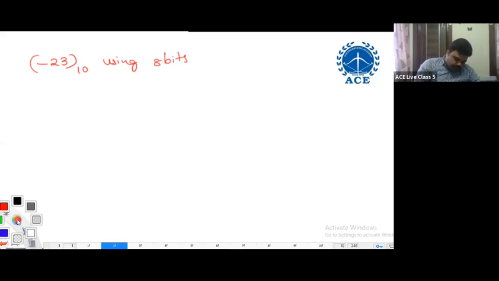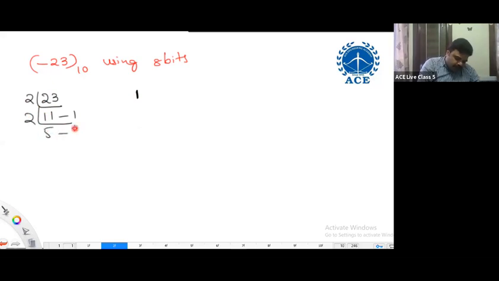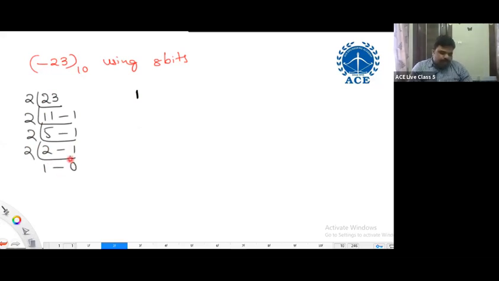First, let us go with the signed magnitude. What is signed magnitude? Sign plus magnitude. What is sign here? Minus. MSB should be 1. What is the magnitude? 23. Converting to binary. What is it here? 2 11s are 22, remainder is 1. 2 5s are 10, remainder is 1. 2 2s are 4, remainder is 1. 2 1s are 2, remainder is 0. What is magnitude? 1 0 1 1 1.